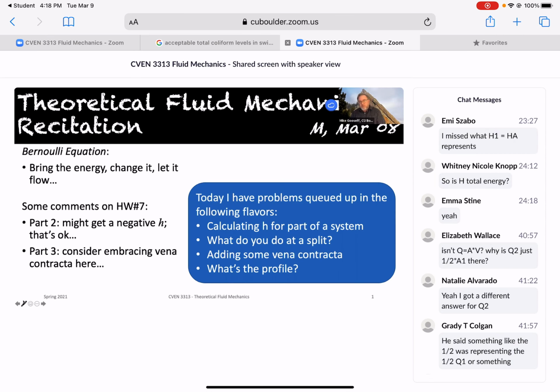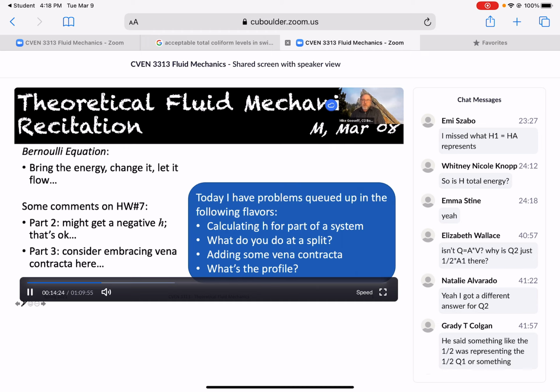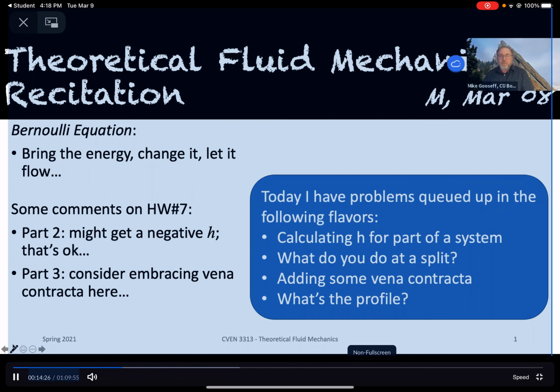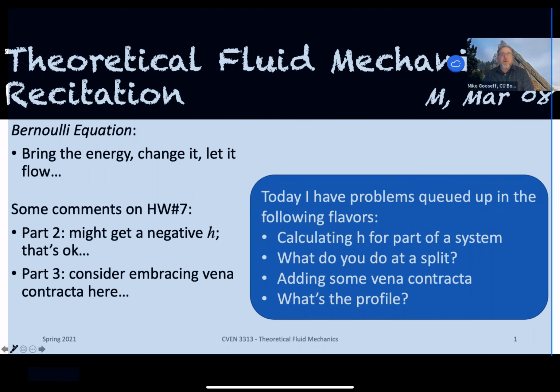same at all places. Therefore, when we have a change in one, we have to have changes in others to compensate so that the total is still the same. So the four problems we have set up: calculating H for a particular part of a system, H being total energy from one side of this system, which you guys have in problem 3.36.